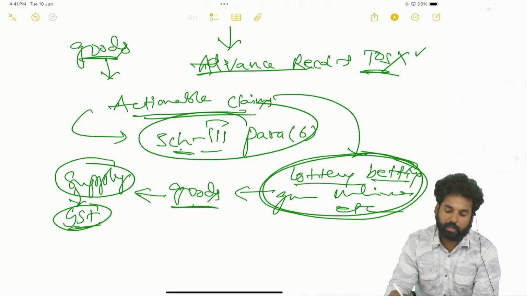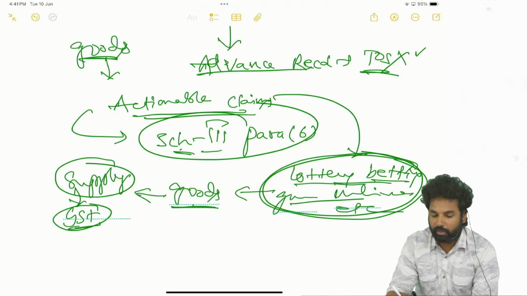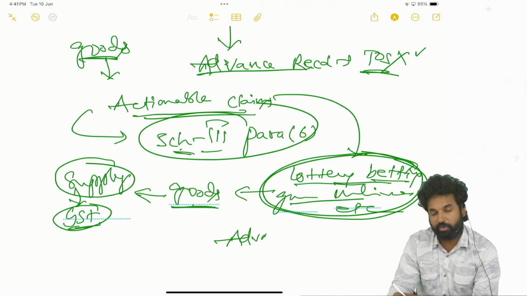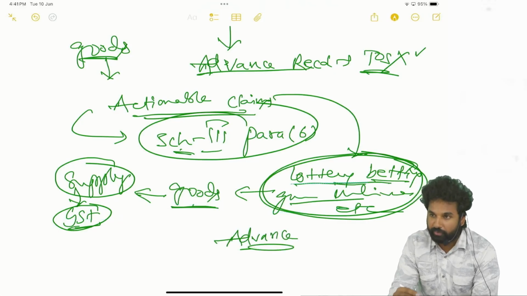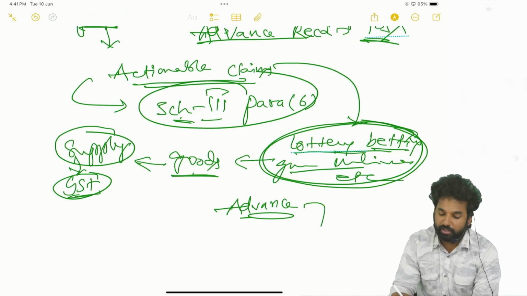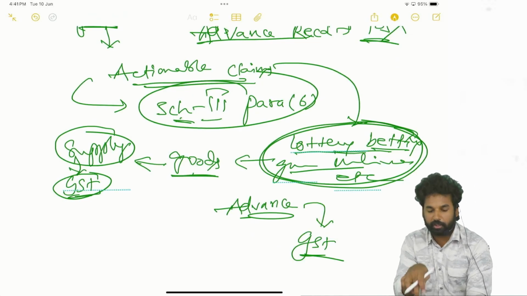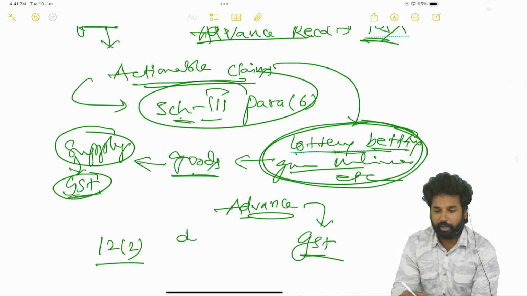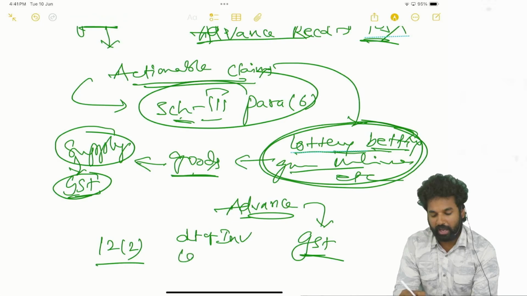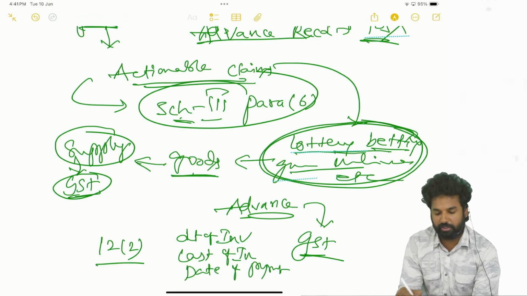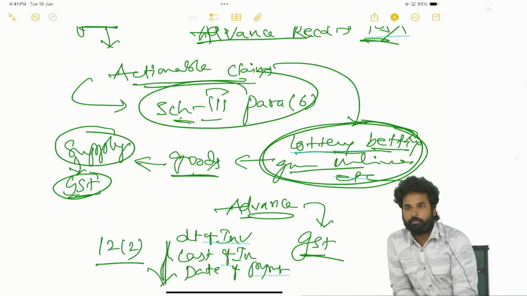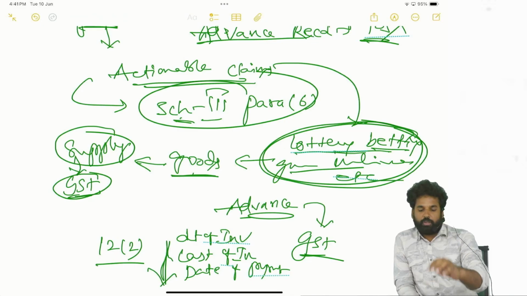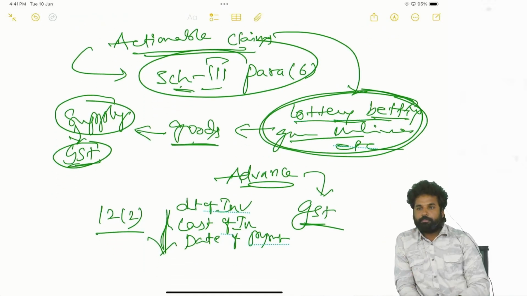So with respect to lottery, betting, gambling or online games, if you are receiving any advance, then on such advance you have to pay GST. Here this provision will apply. Section 12 subsection 2 as it is will apply. What is that? Date of invoice or last date of invoice, date of payment, everything will apply, whichever is earlier. You are getting it? So in exceptional cases only the date of payment clause will be applied. Generally the date of payment clause will not be applied with respect to supply of goods.